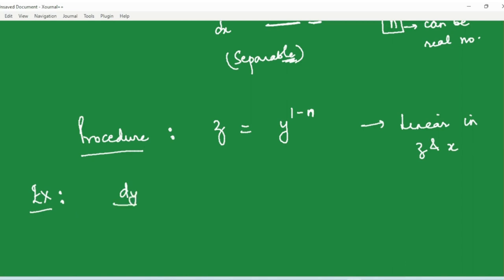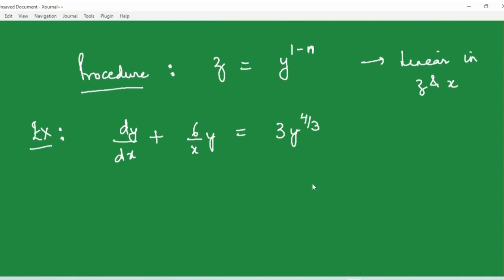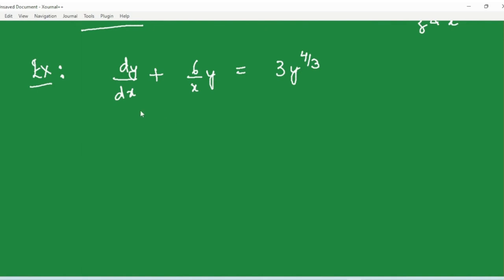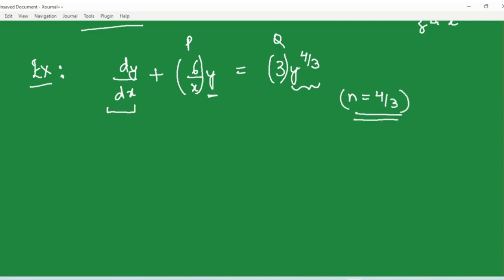Look at this differential equation dy by dx plus 6 by x y equal to 3y to power 4 by 3. If we have this differential equation with us and we compare it with the standard form, it's dy by dx plus p y equal to q y to the power n, where p is 6 by x. So n happens to be 4 by 3. So it's a Bernoulli differential equation with n equal to 4 by 3, and according to the technique that I've just now told you, you have to introduce a new variable, let's call it v or z, whatever is convenient for you.